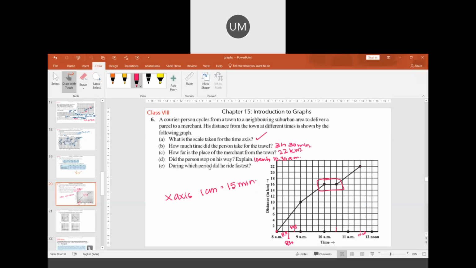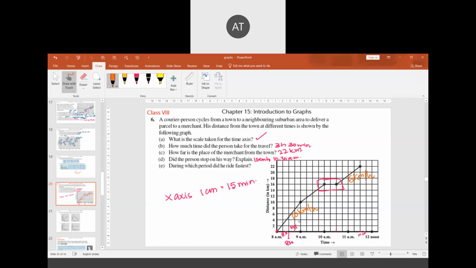During which period did he ride fastest? From 8 to 9. Is it not from 10:30 to 11:30? No, sir, it will come to 6 kilometers. During the first hour, it is 10 kilometers per hour. When we calculate the speed, it comes out to be 10 kilometers per hour here. In this case, it will be 22 minus 16, which is 6 kilometers per hour.